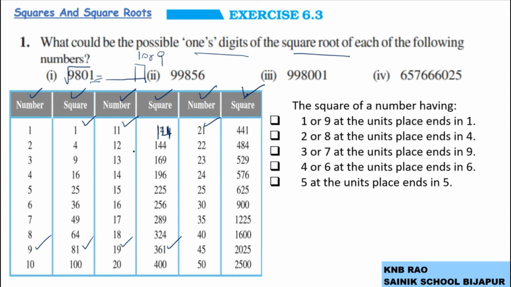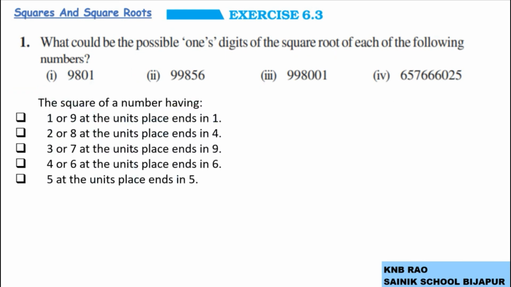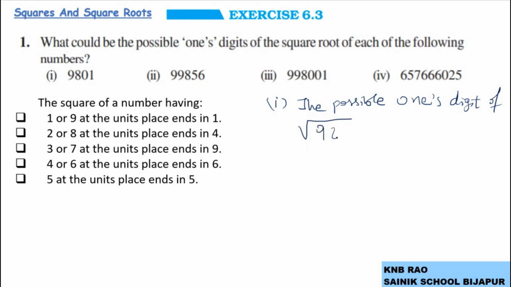Okay, now we will solve one by one. You know this table. For the first one, what are the possible digits? The possible ones digit of the square root of 9801 is 1 or 9. This is the solution of the first question.